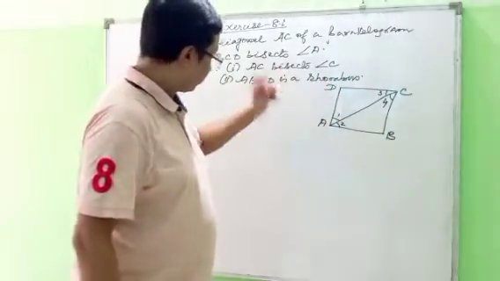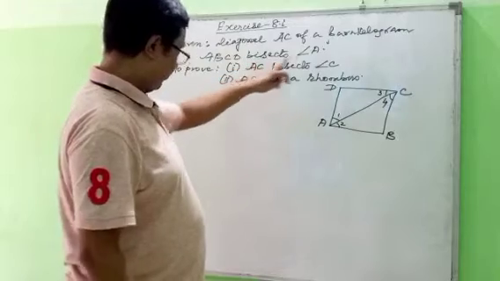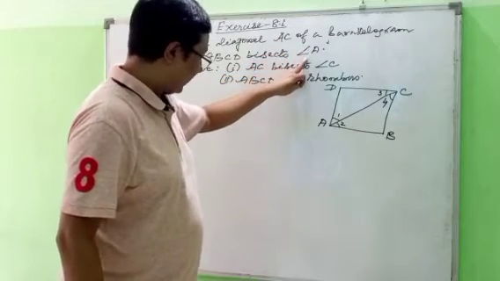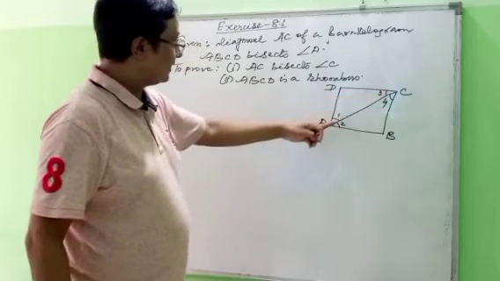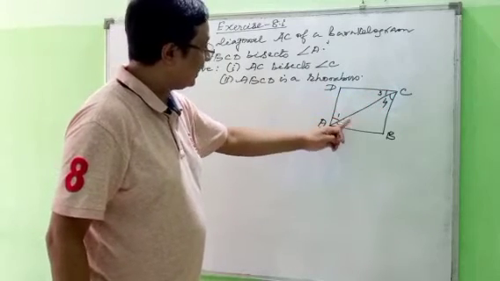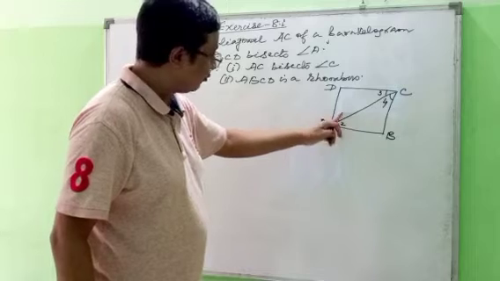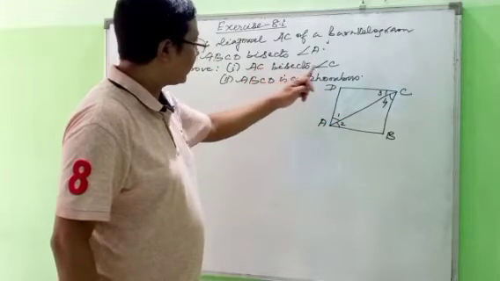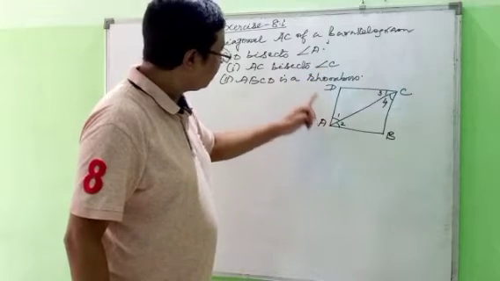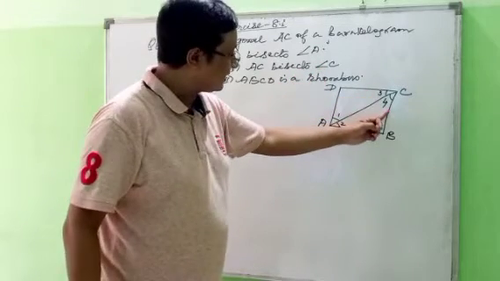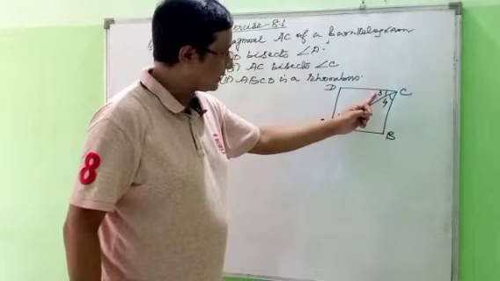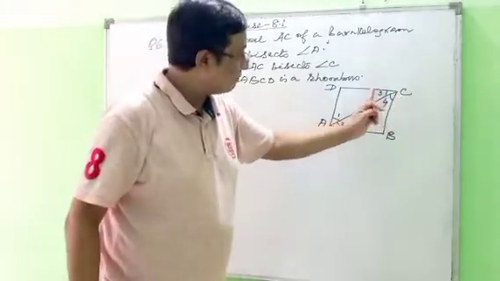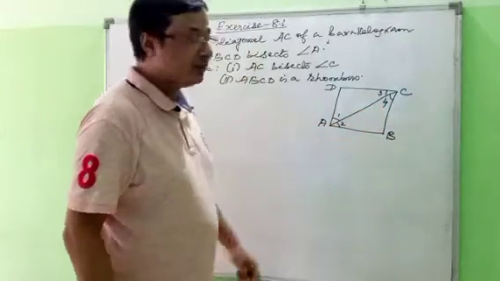Now the first one. Here they have given that the diagonal AC bisects angle A. So this diagonal AC divides the whole angle A into two equal parts, which means angle 1 is equal to angle 2. Now you will prove AC bisects angle C. To prove that AC divides angle C into two equal parts, you can do it in two ways.